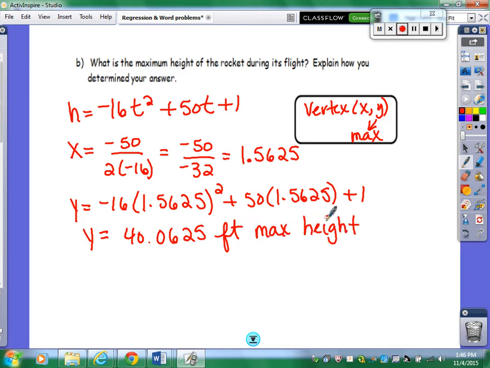So anytime you're asked for a max or min, it's the y value of the vertex. And explain how we did the problem where there's our work. We have our math there to show our work. All right, what else did they ask us for?